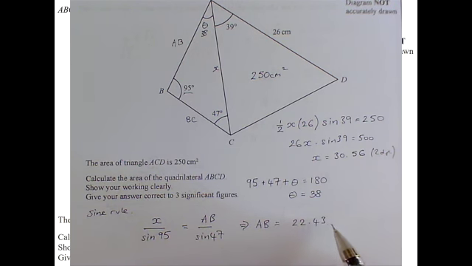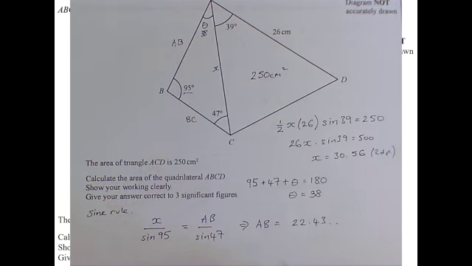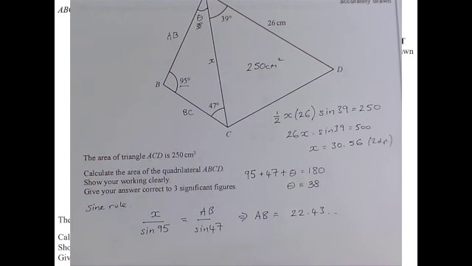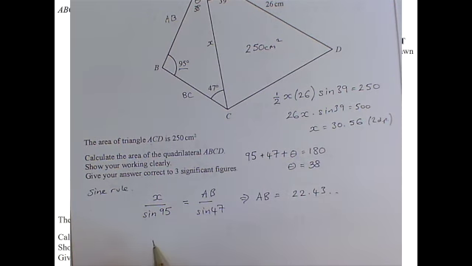Right. So I'll write down for the examiner what I've discovered. So the length AB is 22.43, and just for the sake of it, I don't need to, I've got enough information to actually answer the question now, haven't I? I've got two lengths and the angle between them, but just for the sake of completeness, I can also do it the other way around, just in case that's what you did.